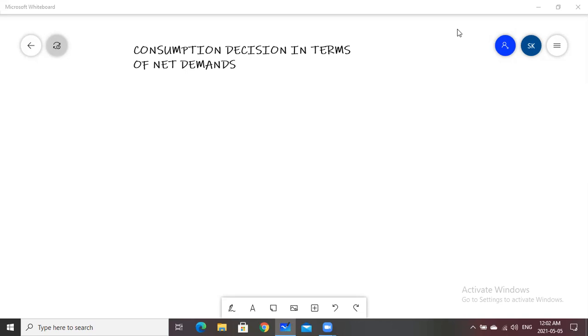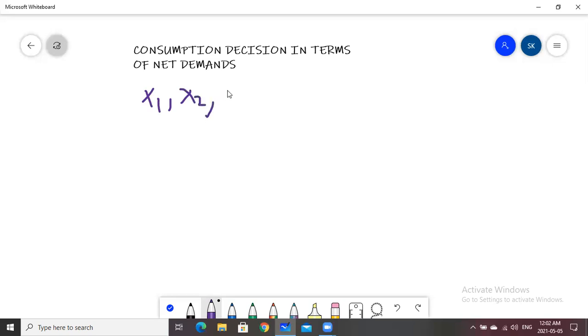So the consumption decision in terms of net demands starts with the consumer's optimization problem, where the level of consumption is taken for the goods, let's suppose that the given goods are x1, x2, x3. Okay, let me just correct this one. So these are the n number of goods.